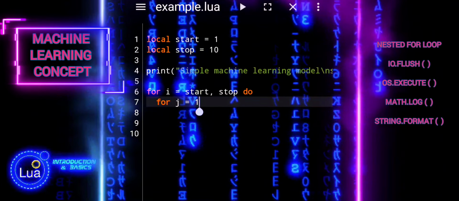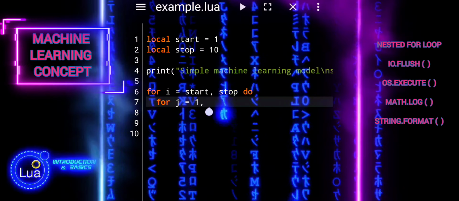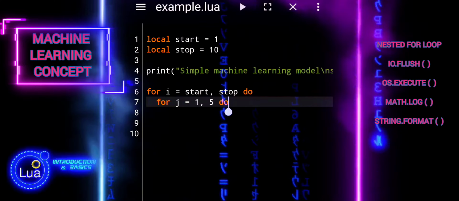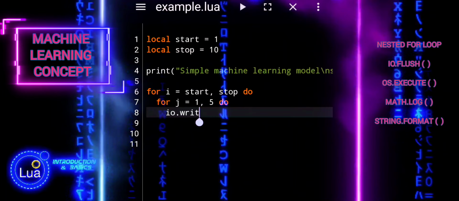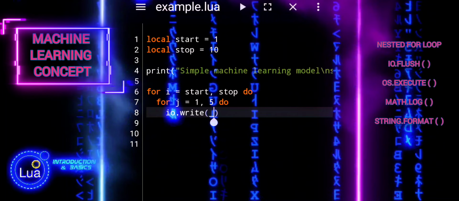Next, we set up nested loops. The outer loop iterates through numbers in the defined range, from start to stop, while the inner loop prints 5 dots to simulate a process happening for each iteration of the outer loop.